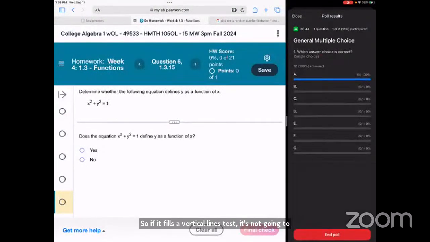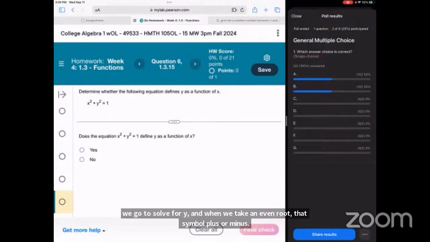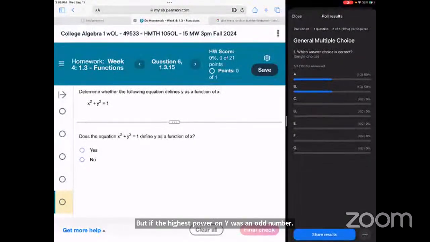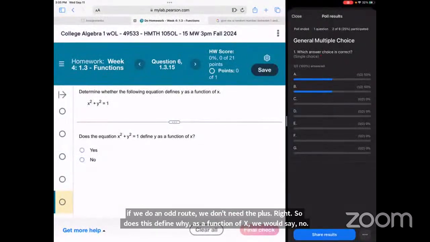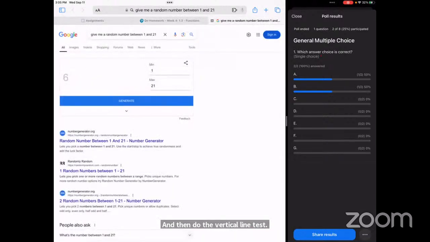One realization that we have from our earlier group: when the highest power on y is an even number, then more than likely it's not going to define y as a function of x, because when we solve for y and take an even root, it's going to generate that plus or minus symbol, and then it's not going to be a function. But if the highest power on y was an odd number, when we isolate y, even if we do an odd root, we don't need the plus or minus, right? So does this define y as a function of x? We would say no. We could also look at the graph. We could put it in Desmos and then do the vertical line test, or in our Texas Instrument.